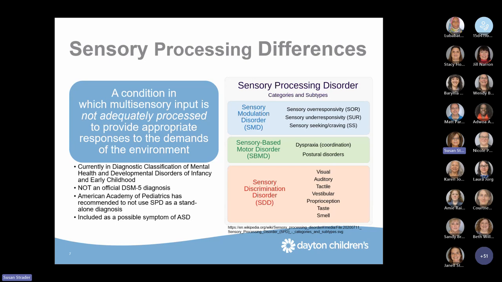And then sensory modulation disorder. I think this is the one people normally think of when you think of sensory processing differences. These are those patients with sensory over-responsivity. So they have a very low threshold for sensations. You give them a little bit and it overwhelms them. Sensory under-responsivity, very high threshold. They're looking for a lot of sensation, a tight hug, a lot of input. And then craving. Those are the ones who can't get enough stimuli. They just need more and more and more sensory input.